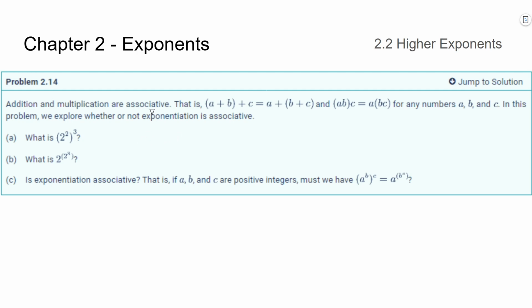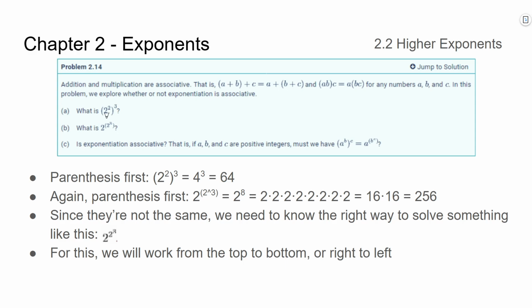Okay, addition and multiplication are associative. So let's explore whether or not exponentiation is associative. These are the same numbers, 2, 2, and 3, and 2, 2, and 3, and it's just going to be a different order of how we do it. So go ahead and give this one a shot and see if it's associative. All right, so parentheses first for this first one here. We're going to do 2 squared, which is 2 times 2, which is 4. 4 to the 3rd, again, is 64. We've done that one a few times now.